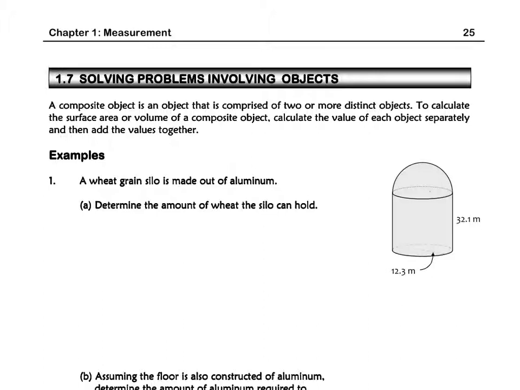Determine the amount of wheat the silo can hold. If you're looking at the amount of wheat the silo can hold, that would probably be a volume question. Assuming that you're filling it from the very bottom up to the very top, you would have the volume comprised of two parts. You would have the cylinder part, and you would have the half sphere part.